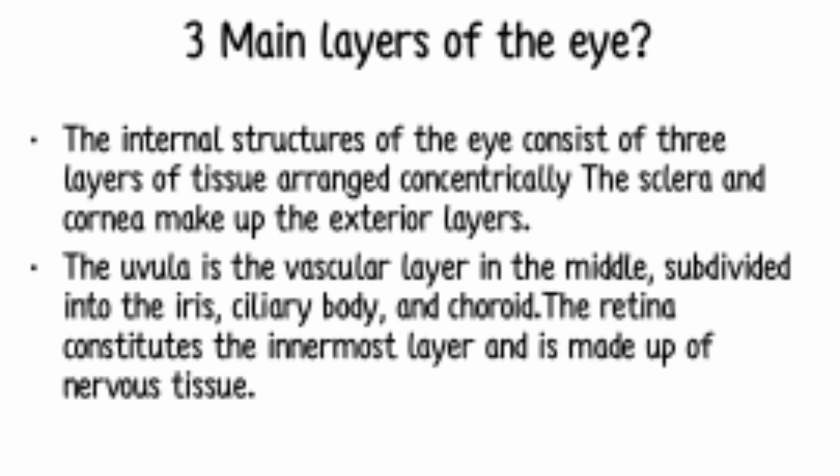Okay, now you come to the internal structure. The internal structure of the eye consists of three layers of tissue arranged concentrically. The sclera and the cornea make up the exterior layer. The uvea is the vascular layer in the middle and is subdivided into the iris, ciliary body and the choroid. The retina constitutes the innermost layer and is made up of nerve tissues. Now, you can come to the three coats, then the internal structure also has three layers. Okay, which are the three layers?